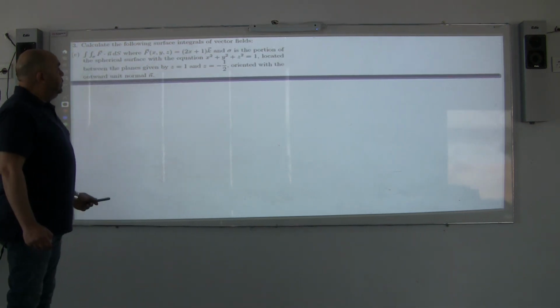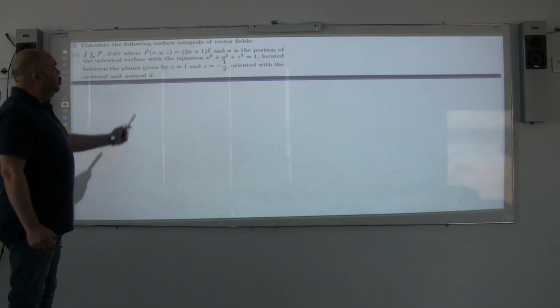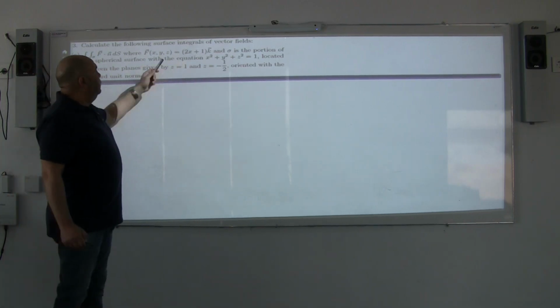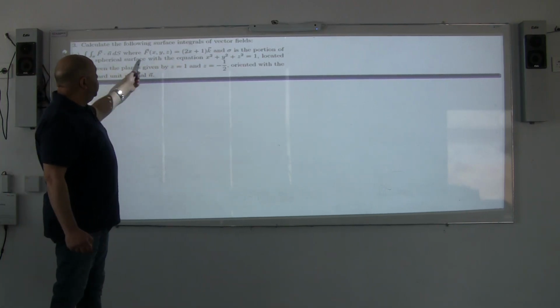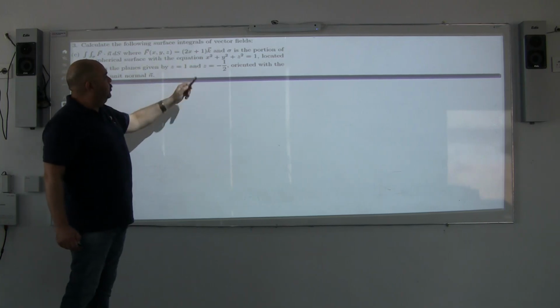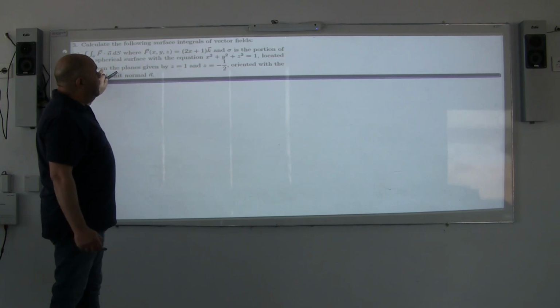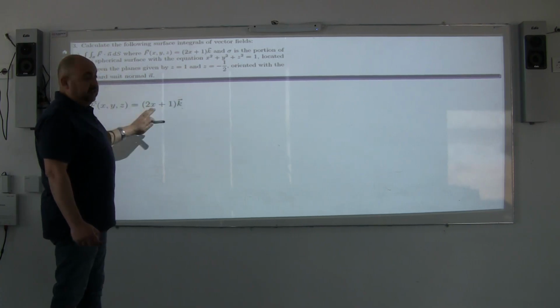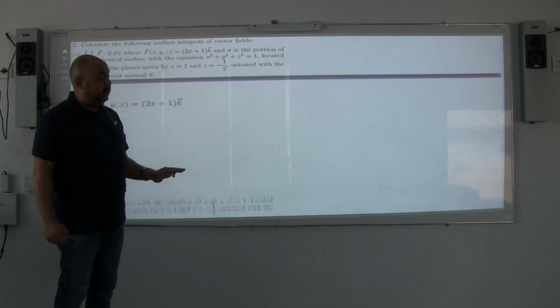For problem number C, he is giving you f as 2x plus 1, and it is located on the spherical surface with the equation x squared plus y squared plus z squared equal to 1, and between the planes z equal to 1 and z equal to negative half. That's also a very interesting problem.